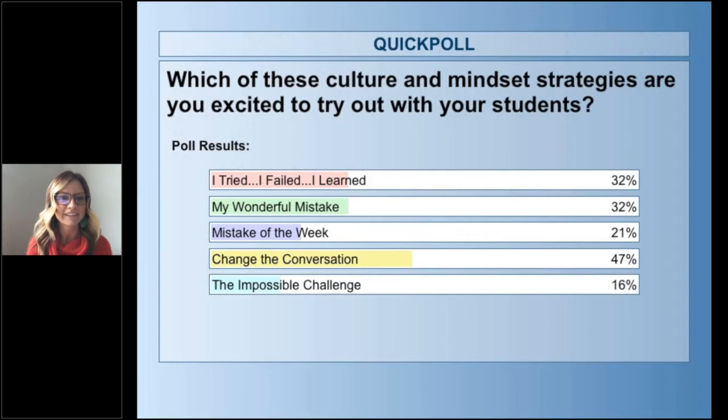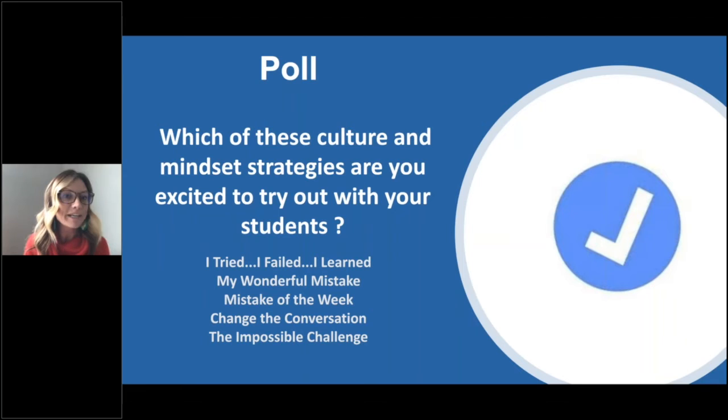Closing it down. So it looks like the highest percentage was 47% for change the conversation, followed by, at 32%, I tried, I failed, I learned, and then my wonderful mistake. And then mistake of the week is next at 21%, followed by the impossible challenge at 16%. Awesome. Thanks, Robin, and thanks for answering. We have a couple more of those coming up.